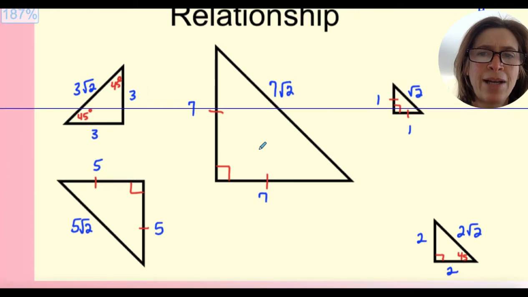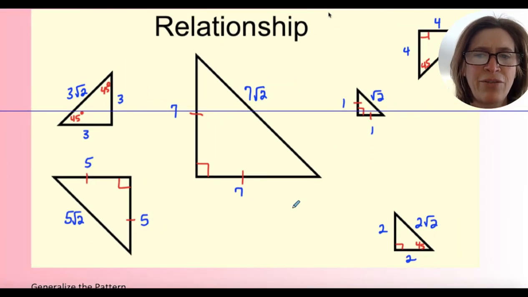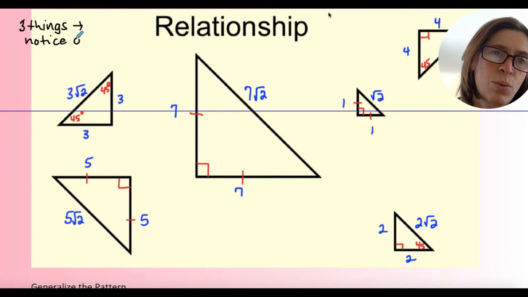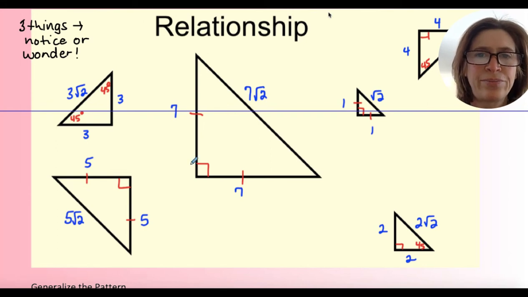Here are some isosceles right triangles that I've created for you, and I've solved them all. I want you to take a minute and write down 3 things that you notice or wonder. Press pause and try. All right, you're back.